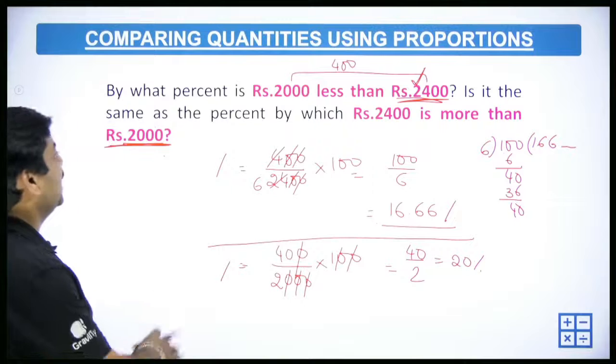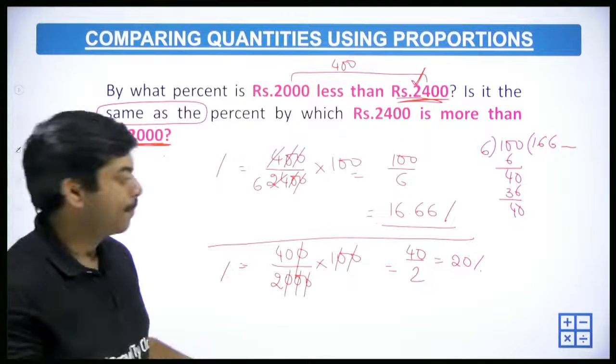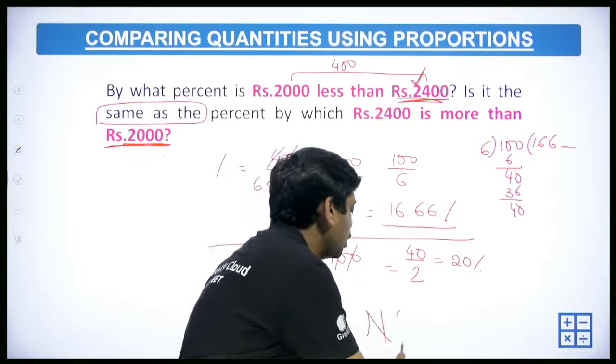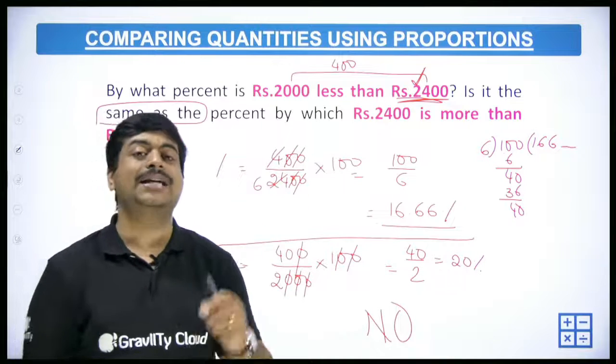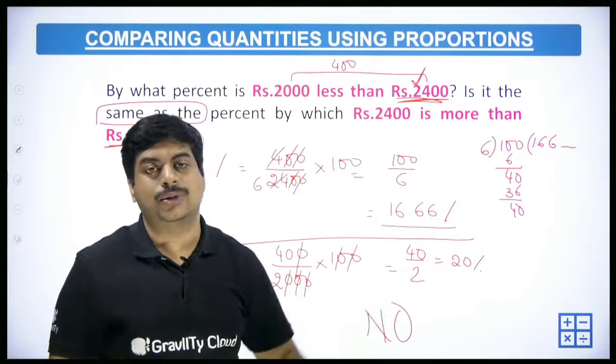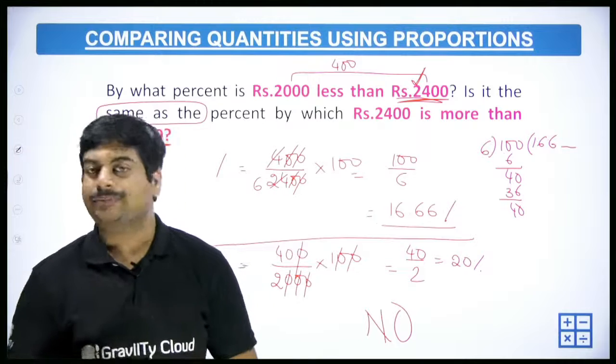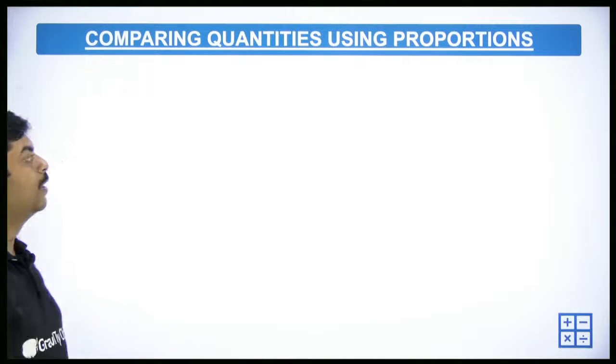So now the question is, is it the same? I said no. The answer is no, these two are not the same quantities because the comparison quantity is different. In the first case it is 2400, in the second case it is 2000. So these are two different things and we got two different ratios. Understand? Let's move to one more.